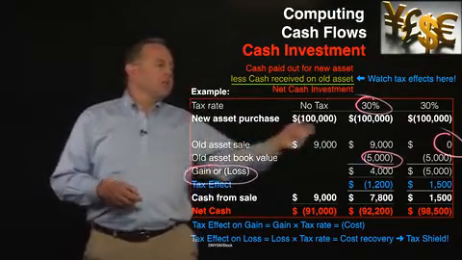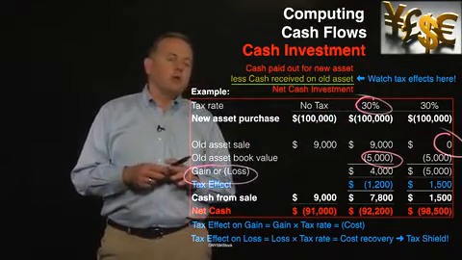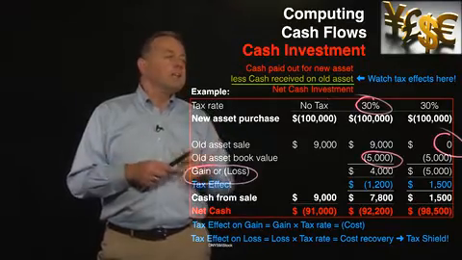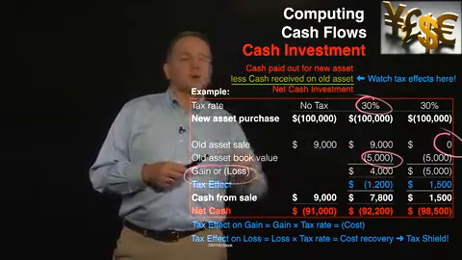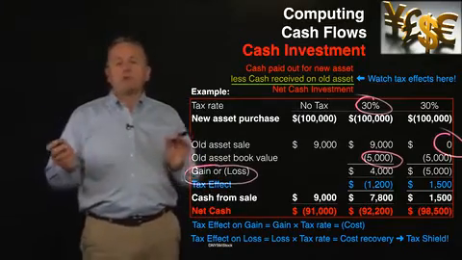That means that instead of a $100,000 cost for this new asset, this new investment, it nets out with that tax shield to only costing me $98,500.